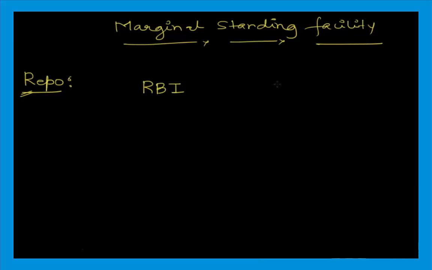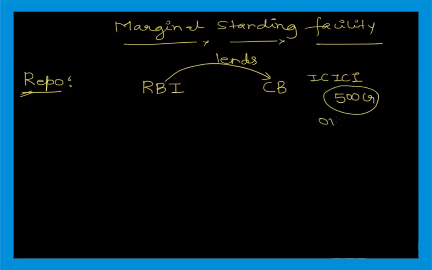Now what exactly happens? Let's say RBI, and then you have a commercial bank, any commercial bank, say ICICI. Now what's a repo rate? Repo rate is the rate at which RBI lends money to the commercial bank. Say for example the commercial bank wants 500 crore rupees. The commercial bank borrows 500 crore rupees overnight, or maximum for 3 days. If it is lent on a Friday, it becomes 3 days, but typically repo is overnight.